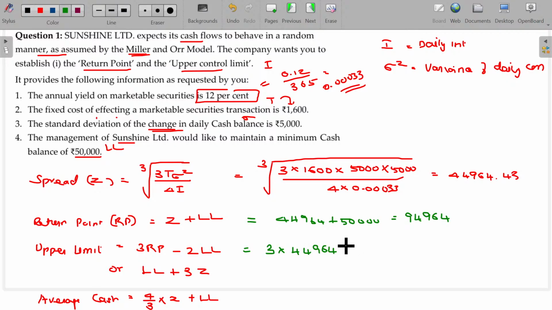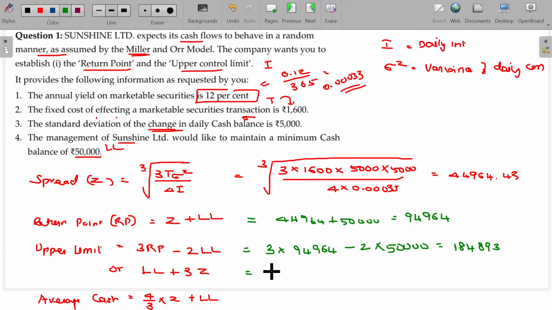Upper control limit is 3 into return point 94,964 minus 2 into lower limit. Then the final answer being 1,84,893. Okay, 893.